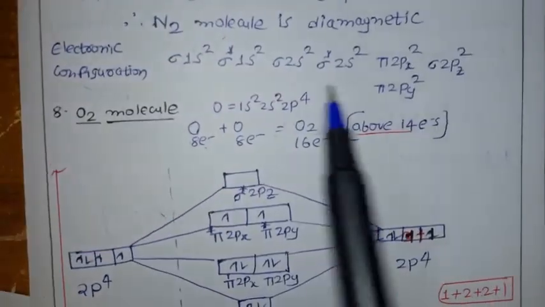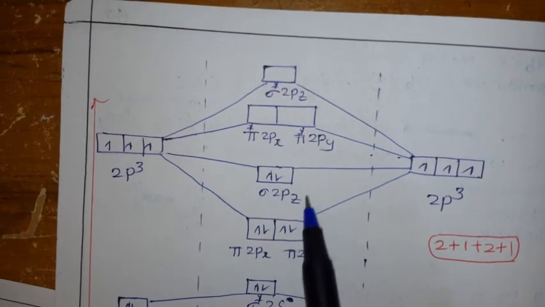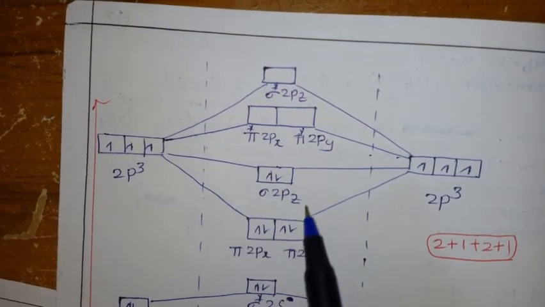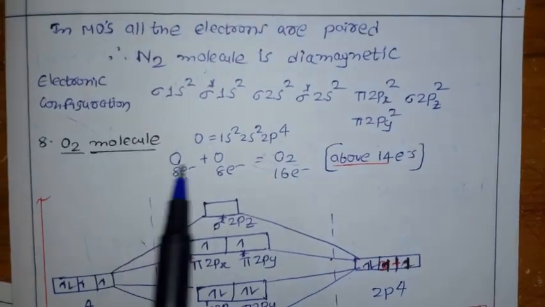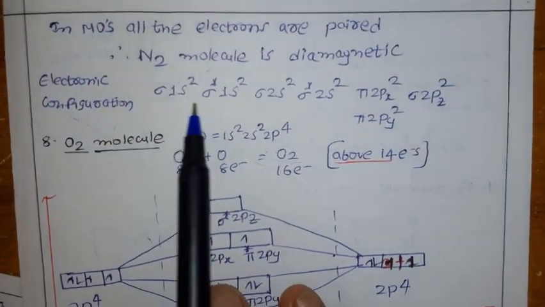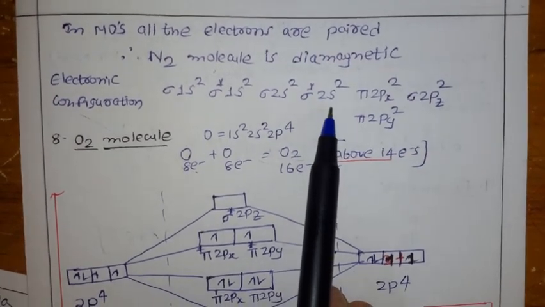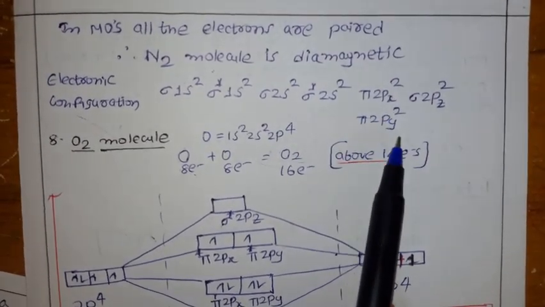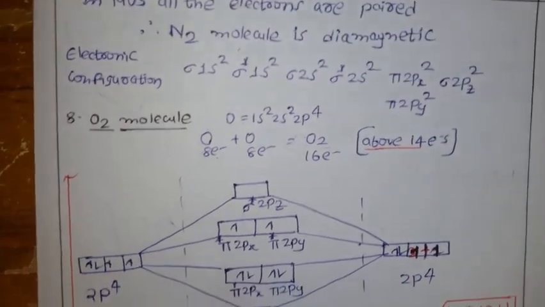Now if you see here in the molecular orbitals, all electrons are paired, even in the last molecular orbital the electrons are paired. So the molecule is diamagnetic in nature. And the electronic configuration is sigma 1s2, sigma star 1s2, sigma 2s2, sigma star 2s2, pi 2px2, pi 2py2, then sigma 2pz2. Okay.